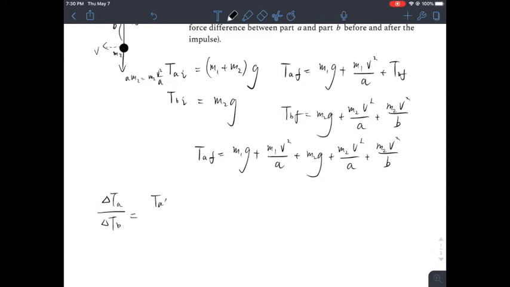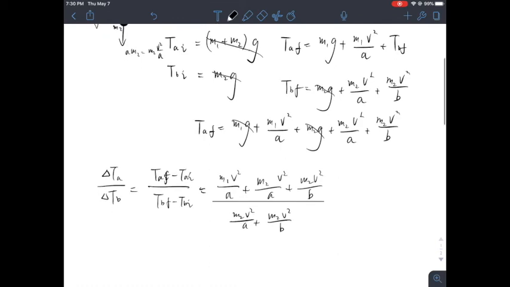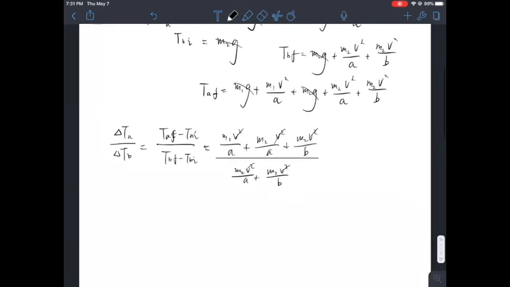Then we can solve for the ratio between the change in TA divided by the change in TB. The change in TA will be TA final minus TA initial. The change in TB will be TB final minus TB initial. We cancel out some terms, then we can figure out the change in TB and the change in TA. We know the change in TA will be m1 times v squared divided by a plus m2 times v squared divided by a plus m2 times v squared divided by b. Then the change in TB will be equal to m2 v squared divided by a plus m2 v squared divided by b. All the v squared cancel out.